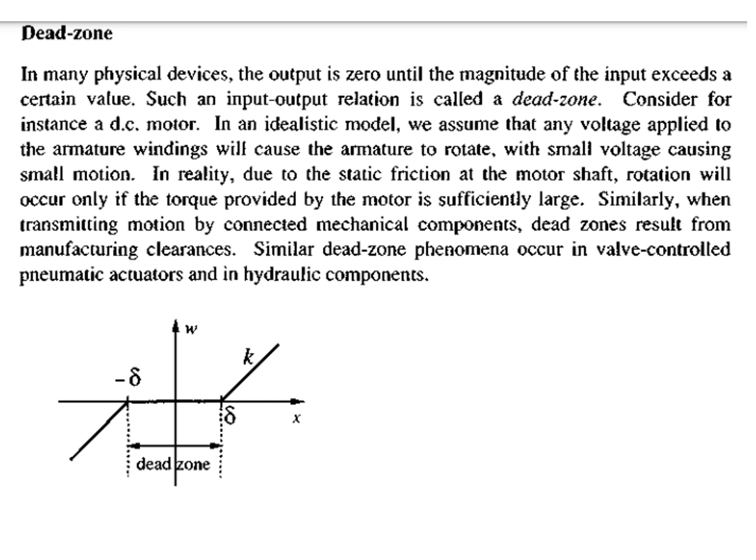Okay, so this period after the threshold, or after the dead tolerance band, you call that a dead zone. The output is zero until the magnitude of input exceeds a certain value. Such an input-output relationship is called a dead zone.